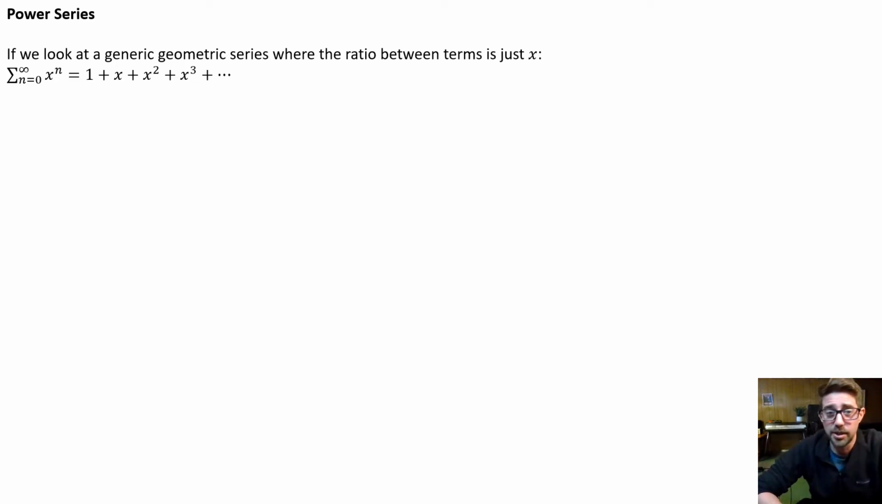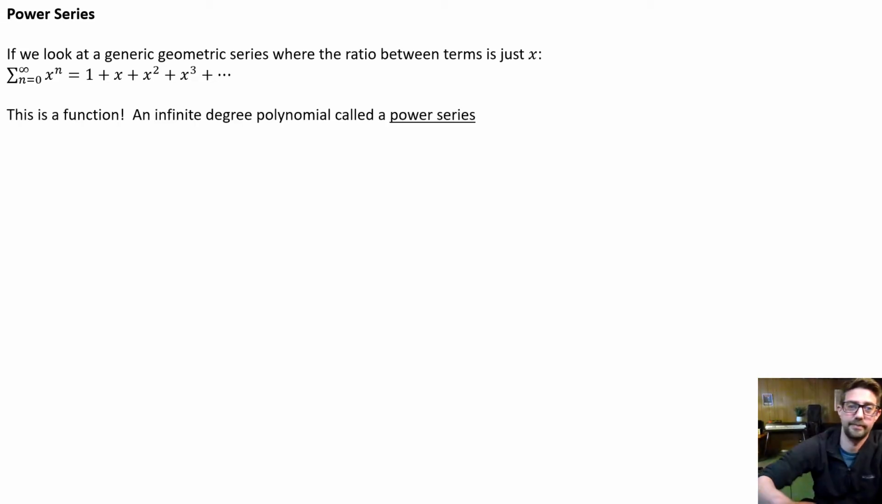So what does that look like? It looks like a polynomial, right? It looks like a very simple polynomial. The only thing that's different about it is that it has infinite terms. So essentially, that's what a power series is. It's a polynomial of infinite degree. Okay, so really, I'm just going to define it like that. It's just an infinite degree polynomial.